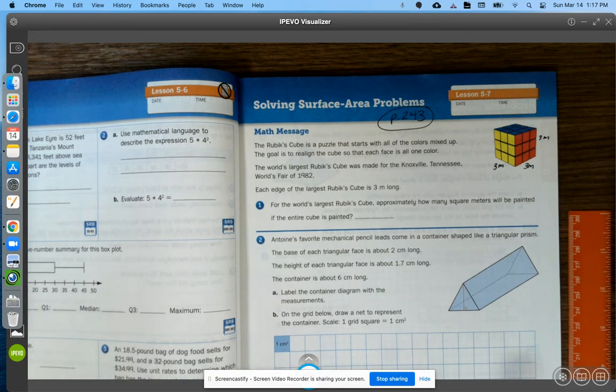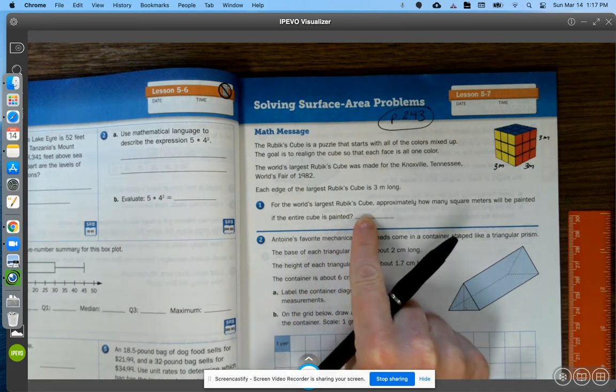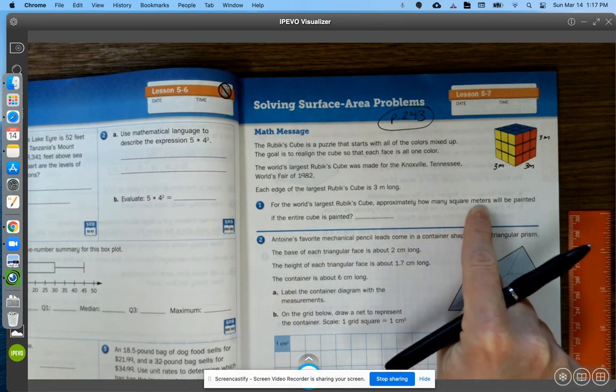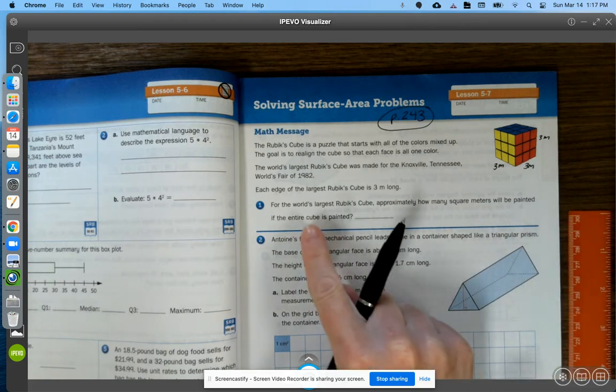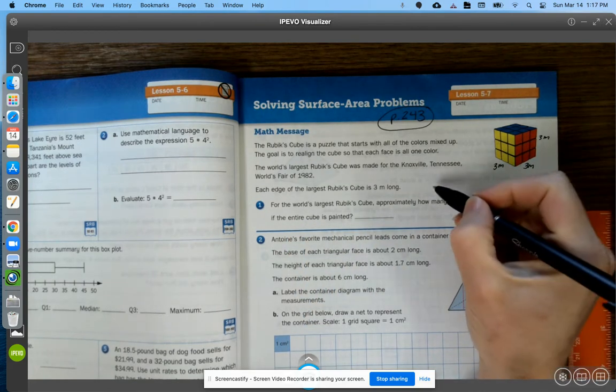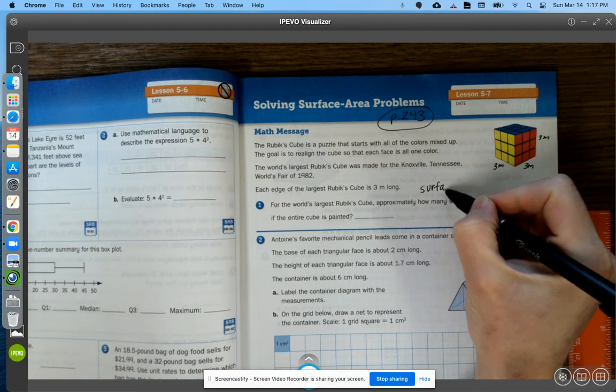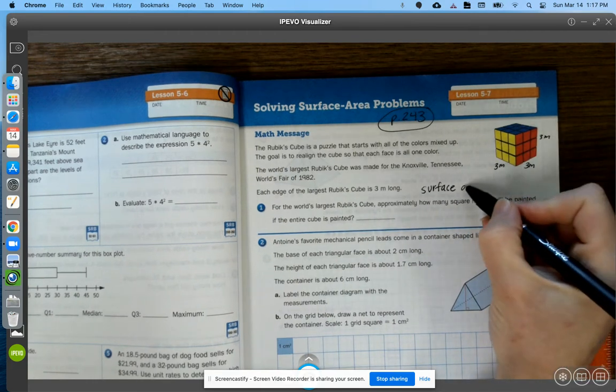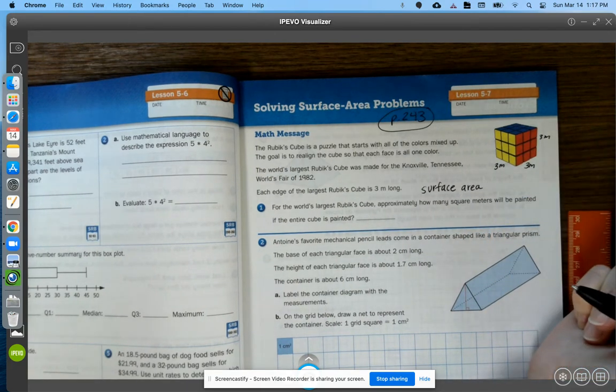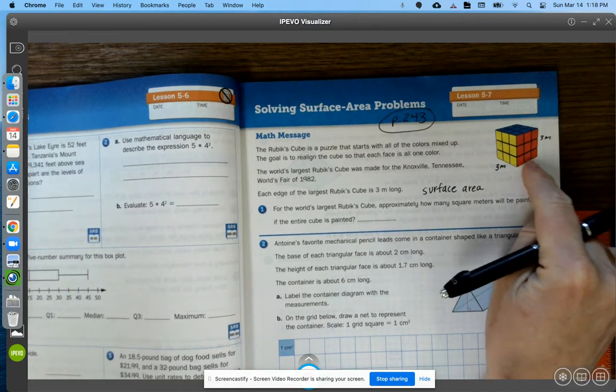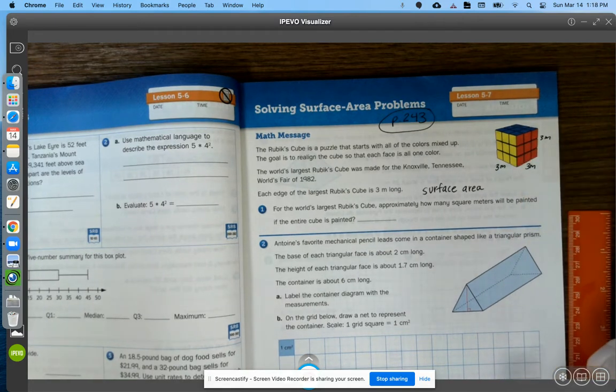Now think about what a meter stick looks like. That's a really big Rubik's Cube, right? So the question says, for the world's largest Rubik's Cube, approximately how many square meters will be painted if the entire cube is painted? So this is a surface area question, and so we're trying to find the surface area of this world's largest Rubik's Cube. Now the cool thing about a cube is if we know one face, then we can just times it by 6, because on a cube, all 6 faces are equal.